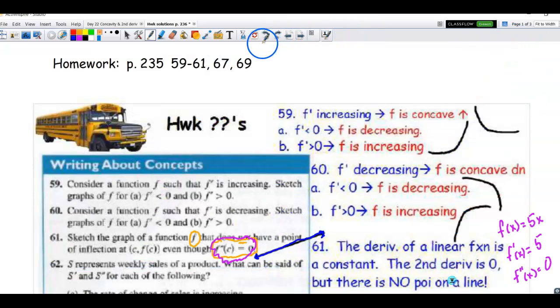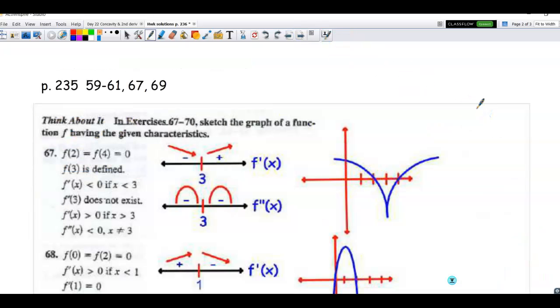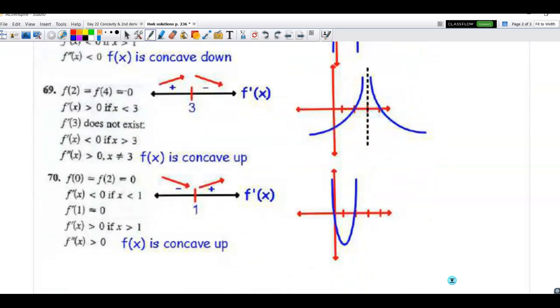All right, we're not doing those items down there. We're going to number 67, which again is interpreting this information. I would encourage you to do 67 through 70. Maybe I'm going to assign them in a different assignment.